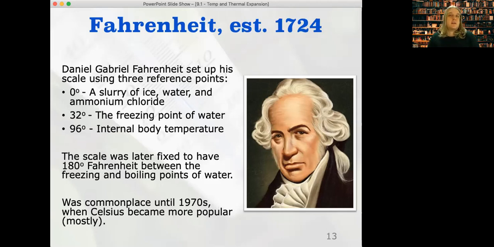Later on, after he had established it, it was fixed to have 180 degrees Fahrenheit between freezing and boiling points of water. So freezing was still 32-ish, and then it went up to 180 degrees from there to get to the boiling point of water. And it was pretty common for quite a while, for a couple of hundred years, up until the 1970s when Celsius became more popular. Mostly more popular. Still obviously used as a weather temperature around the world. There's very little scientific discussion in Fahrenheit.